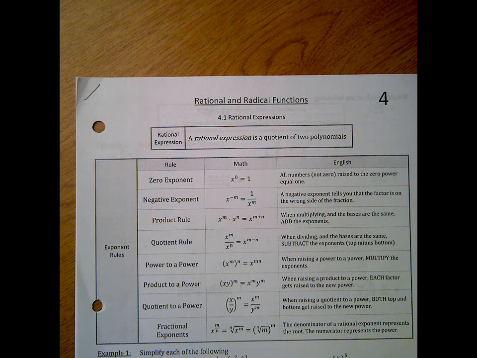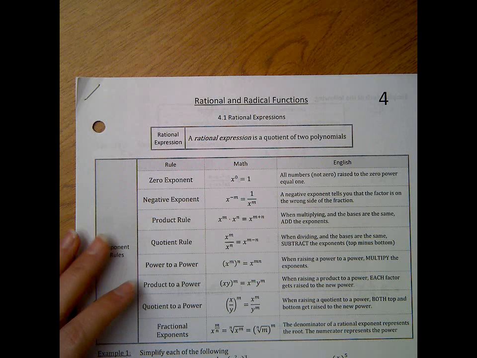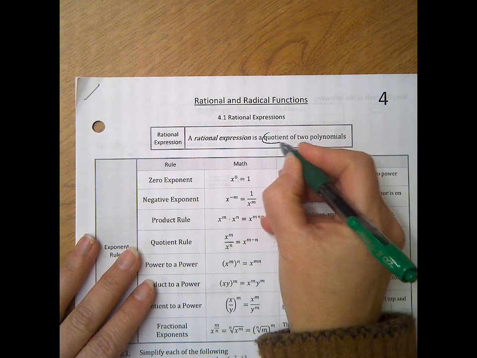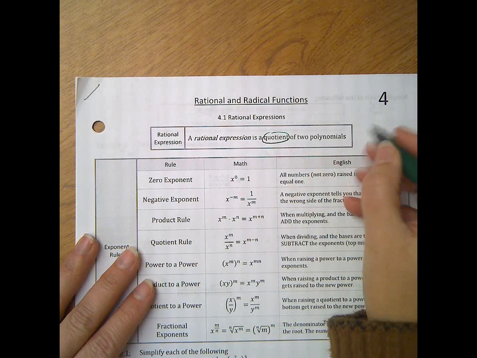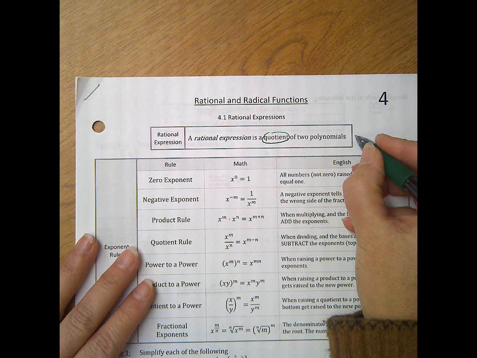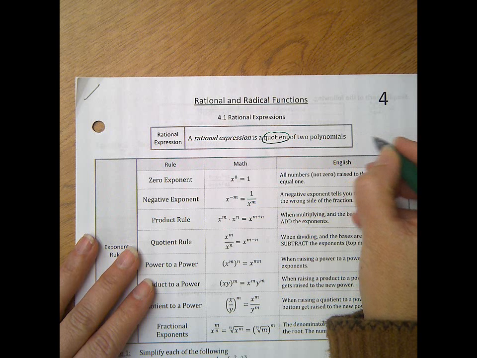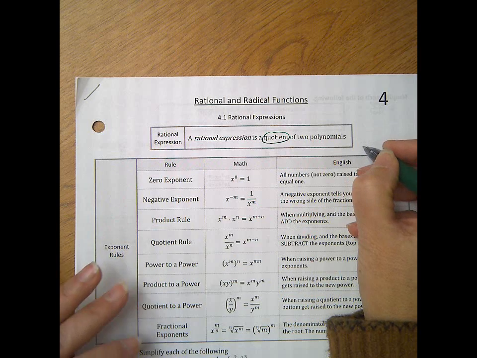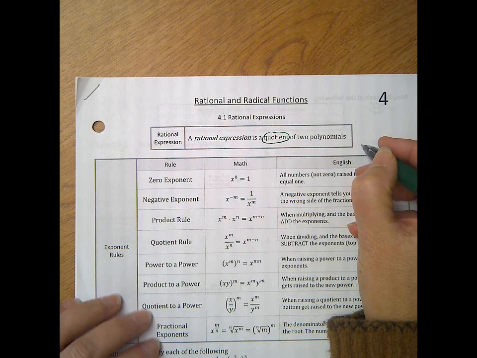Hello AAT, we are doing rational and radical functions in this new unit, and this is 4.1, looking at rational expressions. A rational expression is a quotient of two polynomials. So remember, quotient just means division. So basically we're looking at fractions or a division symbol where we'll see an x in the numerator and the denominator. That's a rational expression.